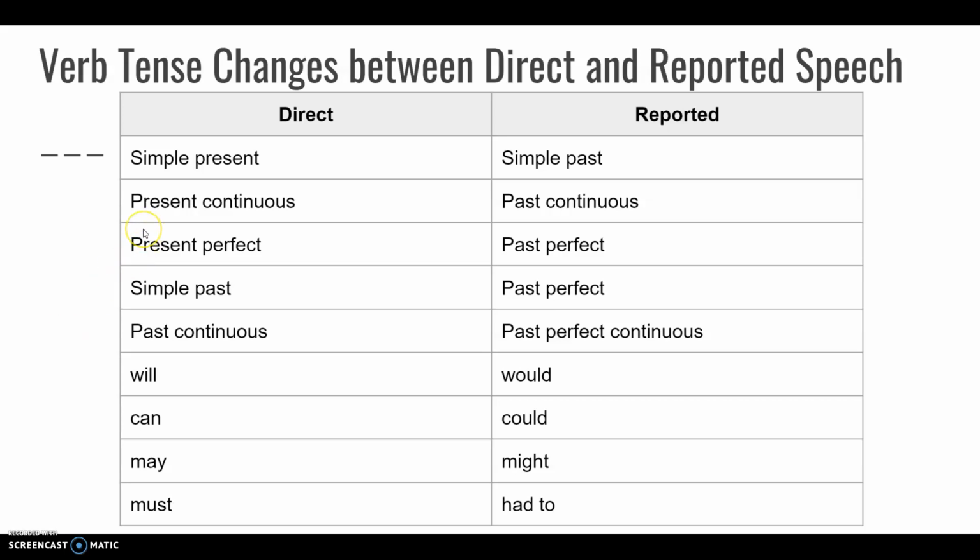So this is a table of the basic changes in the verb tenses. So, for example, if we start with a direct speech sentence and it's in simple present, we'll change the verb to a simple past verb in reported speech. If direct speech is in present continuous, the verb tense will change to past continuous in reported speech, and so on.